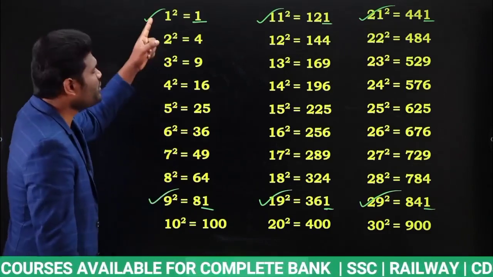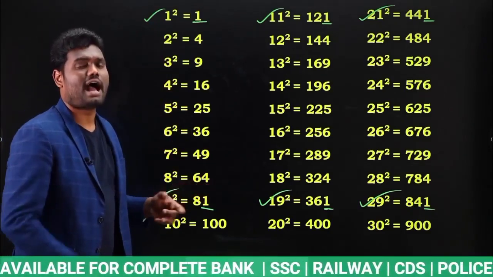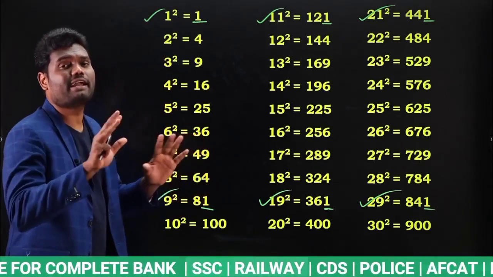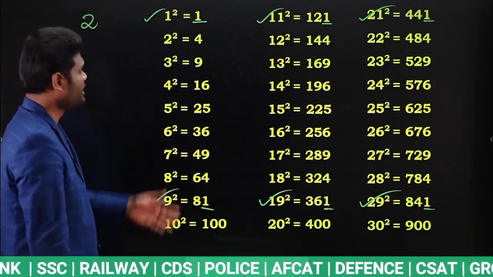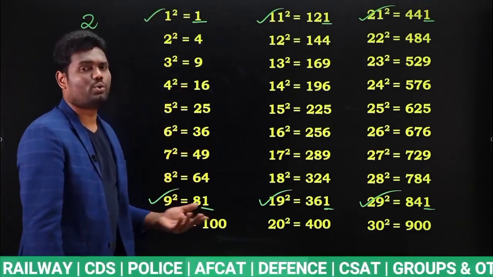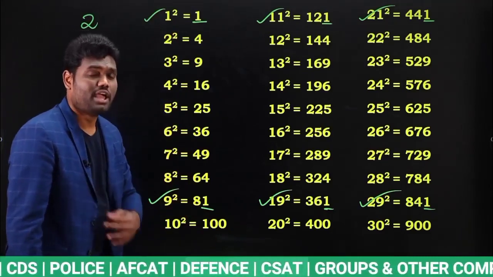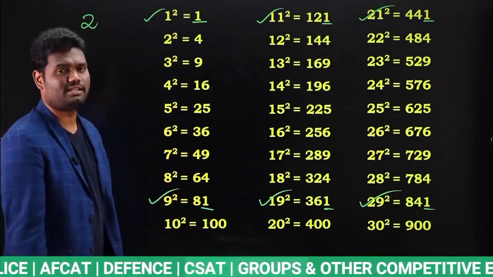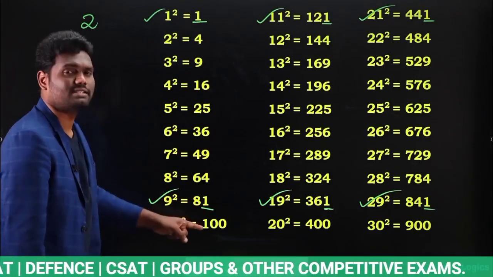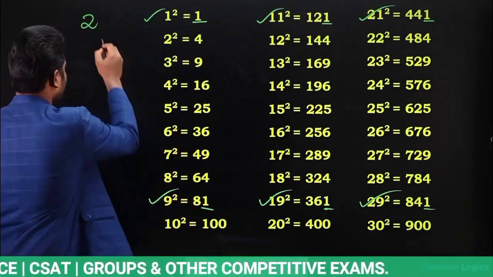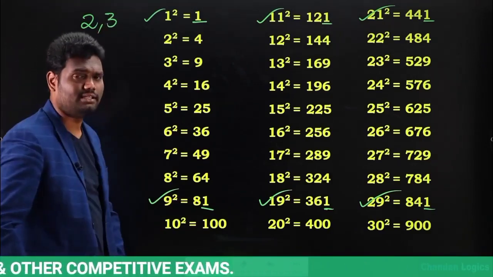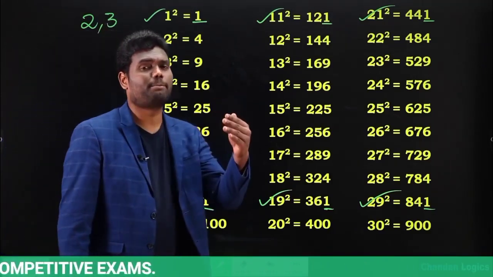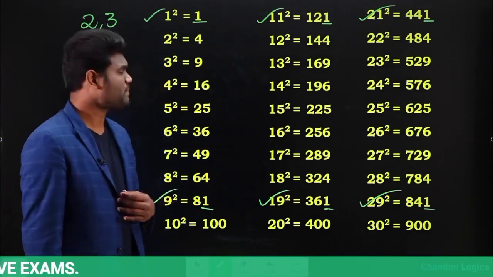Next, where do we get 2 as last digit? And truly speaking, you never get 2 as last digit. Yes or no? You can check. You never get 2 as last digit. Similarly, where do we get 3 as last digit? Check. 3 also you will not get. Yes or no? So you will not get 3 also as last digit whenever you are trying to calculate the perfect square of a number. Okay.